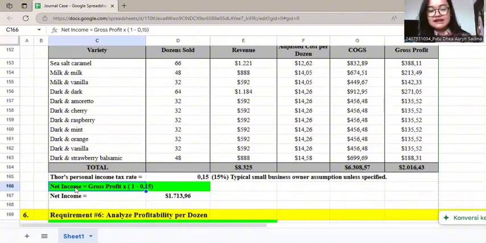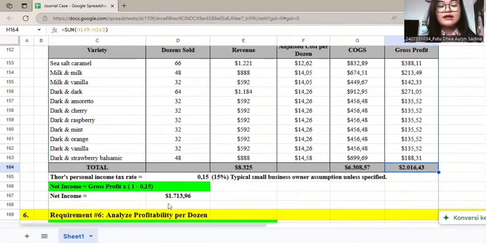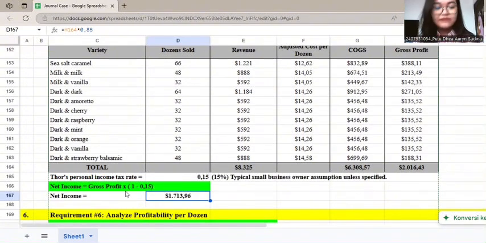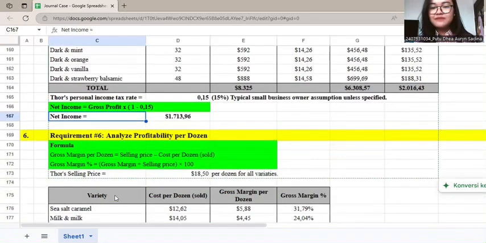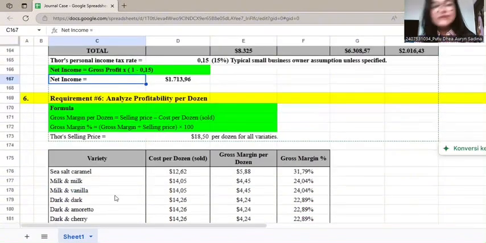The formula of the net income is gross profit times 1 minus 0.15, the income tax rate. So we put the number, the gross profit is over here. We already have it, the sum of the gross profit. And with the formula, we got $1,713.96 for the net income. So that's all from me. The next will be the percentage by my friend.